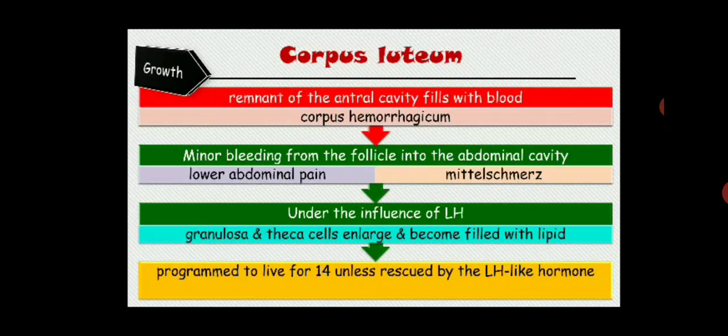But if fertilization takes place, then an LH-like hormone, that is beta HCG, human chorionic gonadotropin, will be secreted from the placenta, and it will keep the corpus luteum alive for a longer time. That is human chorionic gonadotropin. It has LH-like action. This is all about the growth of a corpus luteum.